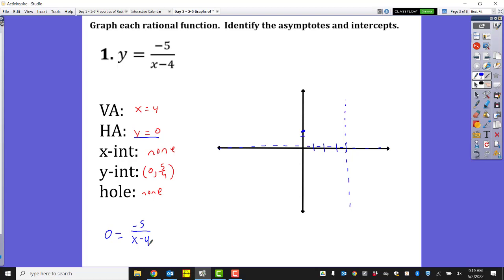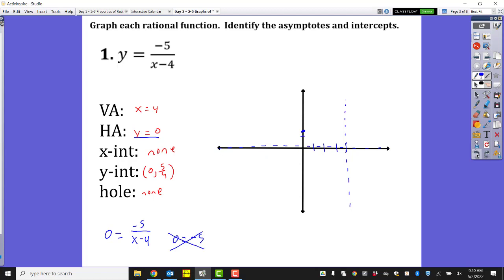So to solve this, we're going to cross multiply. So we have 0 equals -5. This is not solvable, so we have nowhere where it crosses the asymptote. The reason we have to check this is because sometimes you'll get a graph that will cross the asymptote and then come back to it. So we're trying to check for anything like that happening, okay?